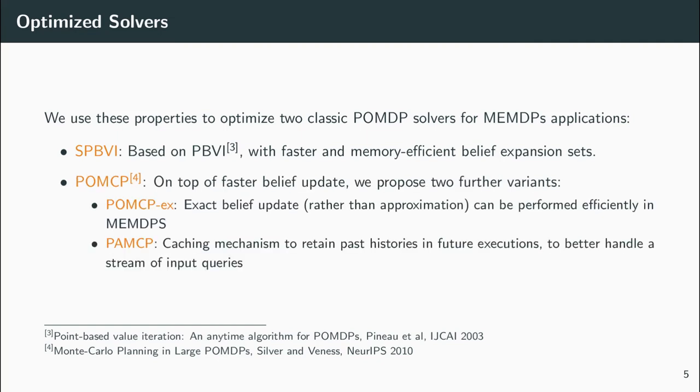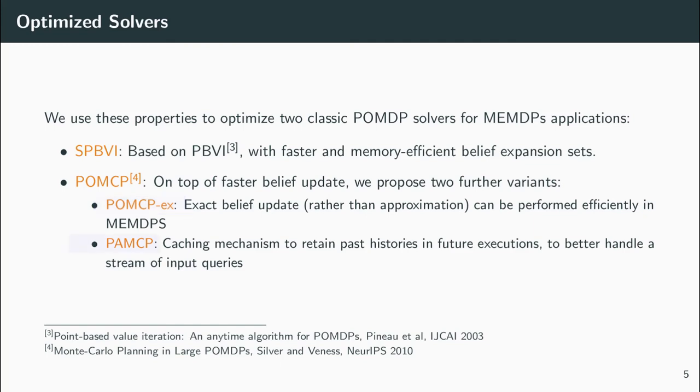A second solver we looked at is the POMCP family, based on Monte Carlo sampling. As for PBVI, we can just use the faster belief update property, but we also consider two variants. The first one consists in learning the exact belief updates. Rather than approximating belief using Monte Carlo sampling, we just compute it exactly, and for that we use the fact that computing beliefs is much faster in that framework.